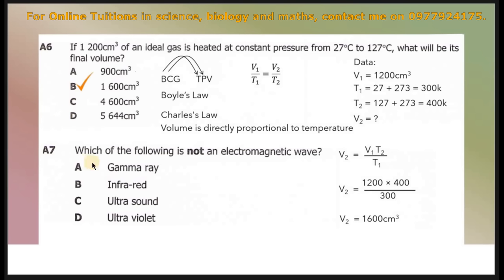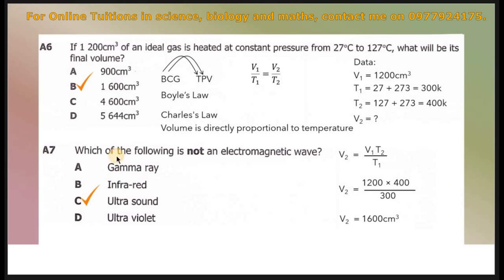Then question 7 says, which of the following is not an electromagnetic wave? Gamma rays, infrared, ultrasound, ultraviolet. There's a way of remembering these electromagnetic waves, which we have already covered. It is remembered by 'Rost Mays is a very unusual Xmas gift.' Those are the electromagnetic waves, around 7 of them. Ultrasound is not an electromagnetic wave. So this is the answer here.